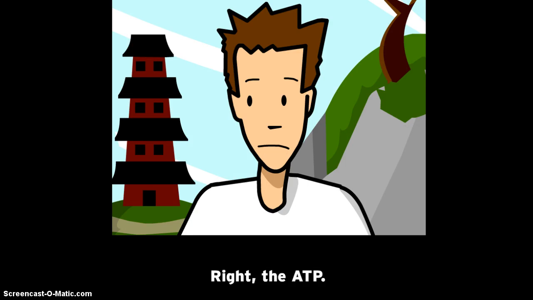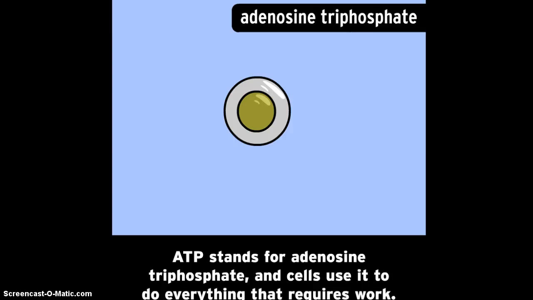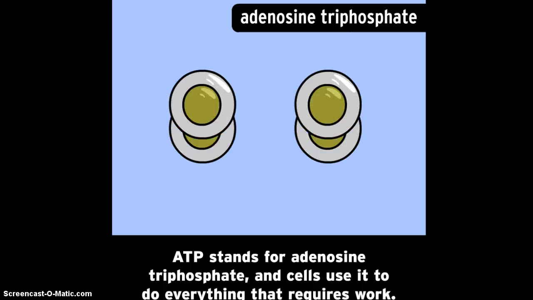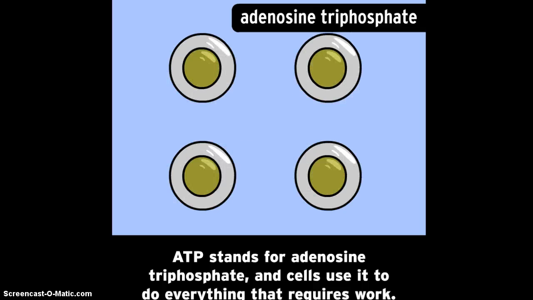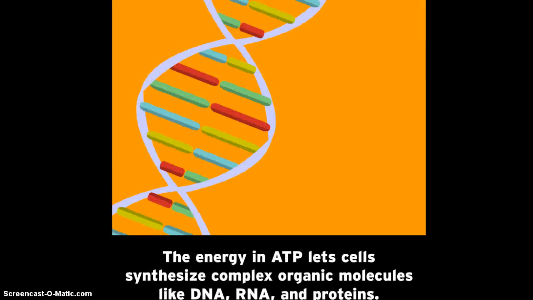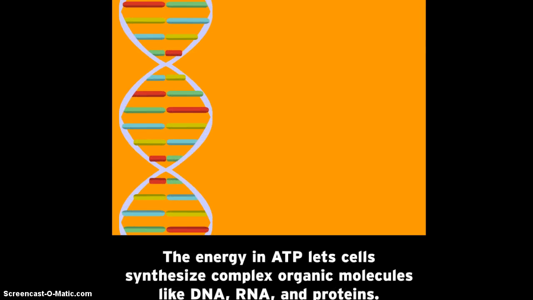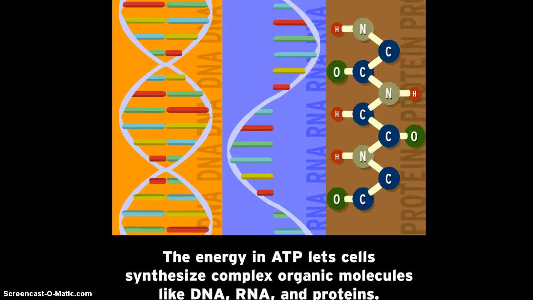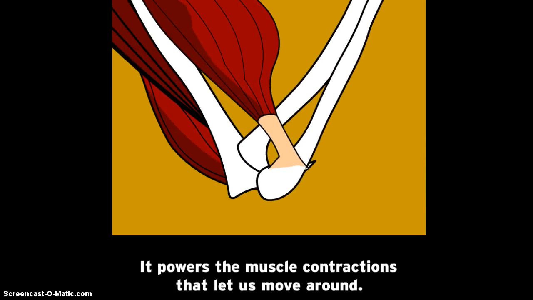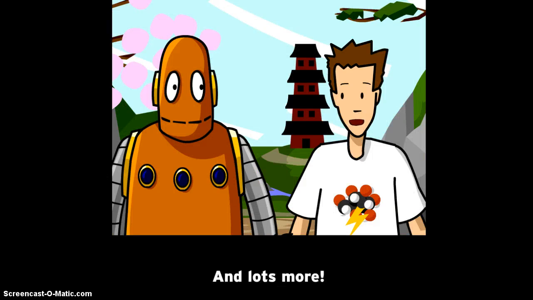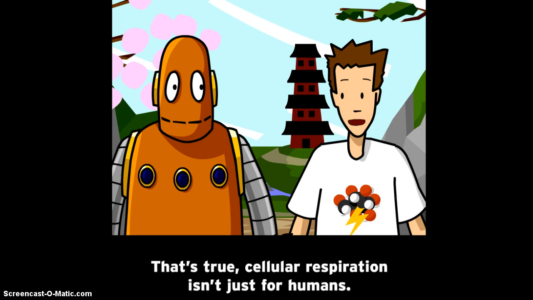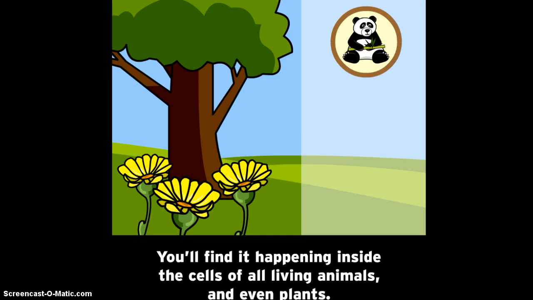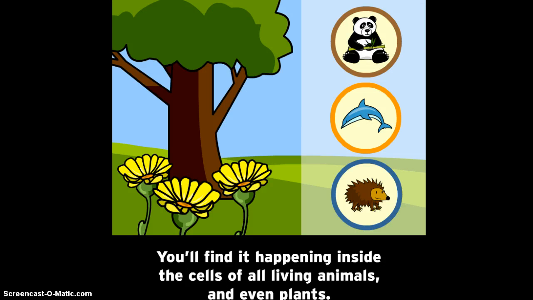Right, the ATP. ATP stands for adenosine triphosphate, and cells use it to do everything that requires work. The energy in ATP lets cells synthesize complex organic molecules like DNA, RNA, and proteins. It powers the muscle contractions that let us move around. And lots more. That's true. Cellular respiration isn't just for humans. You find it happening inside the cells of all living animals, and even plants.